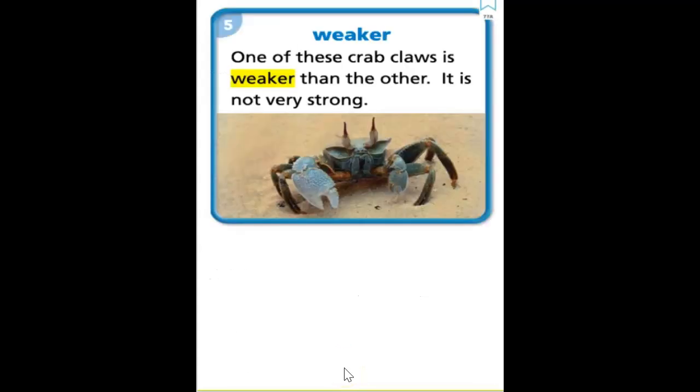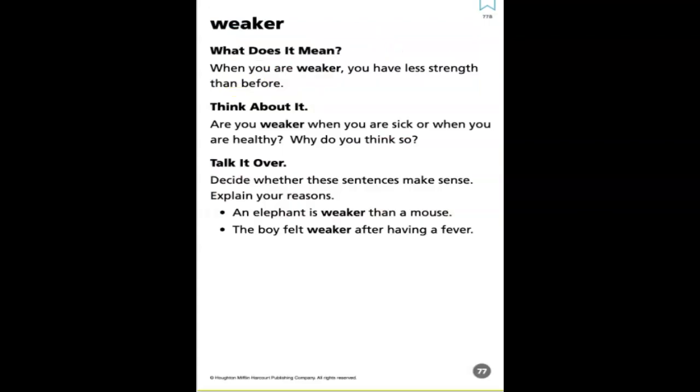Number 5, weaker. One of these crab claws is weaker than the other. It is not very strong. What does it mean? When you are weaker, you have less strength than before. Think about it. Are you weaker when you are sick or when you are healthy? Why do you think so? So my example would be, you are weaker when you are sick because you're not feeling well.